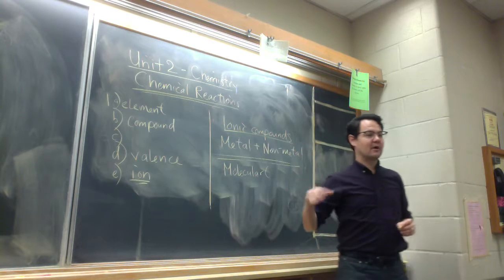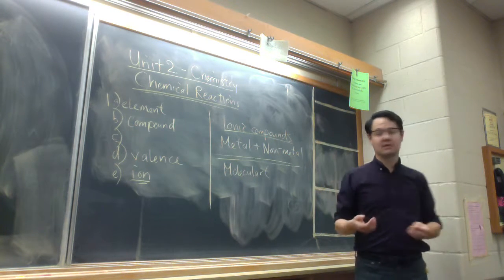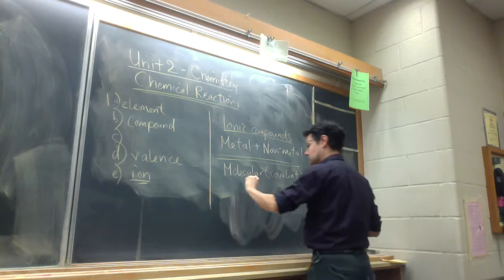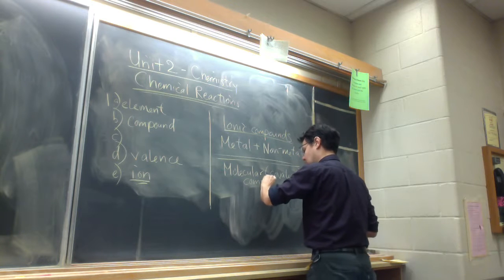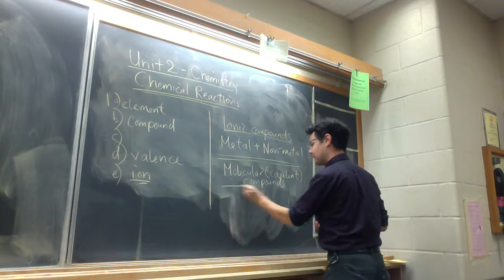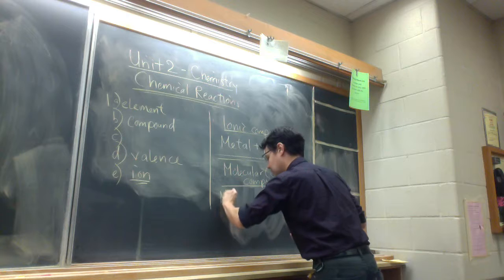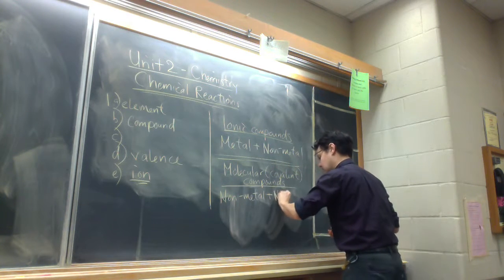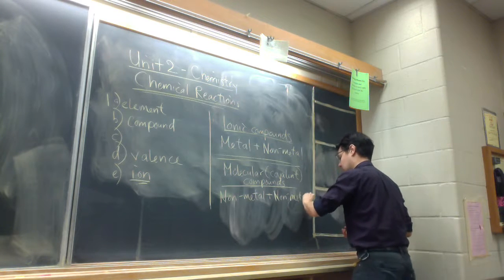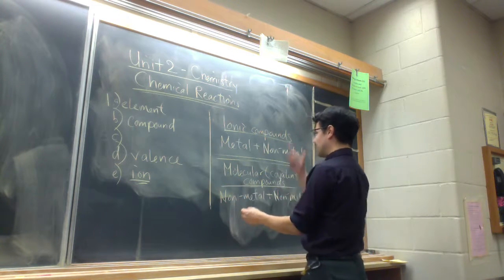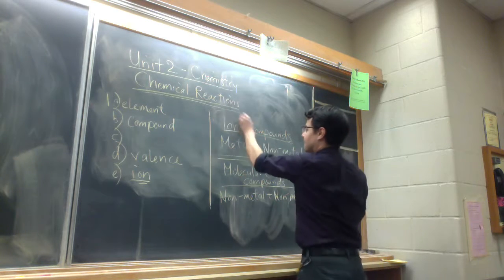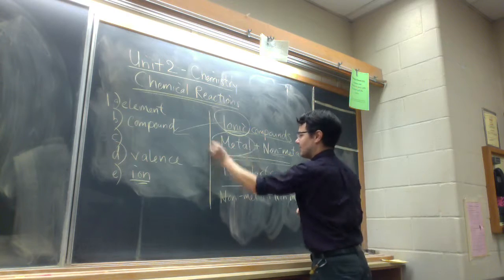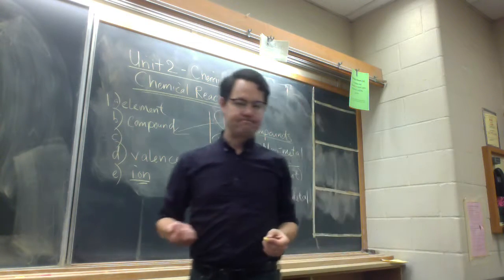Another name for a molecular compound, by the way, is a covalent compound. So really, let's say if that question had said ionic compounds, then it would be non-metal plus a metal. And that would be correct.